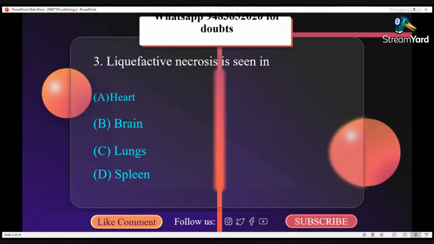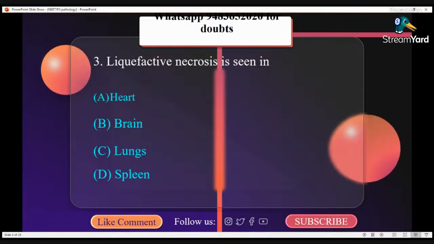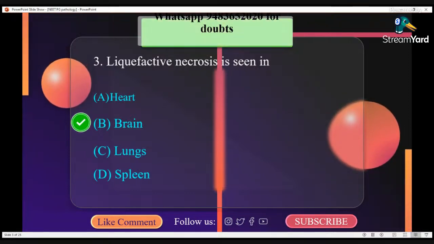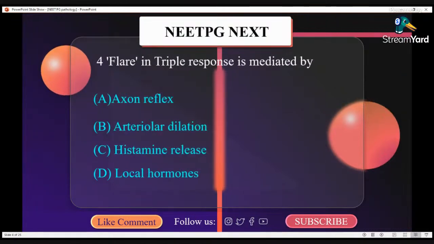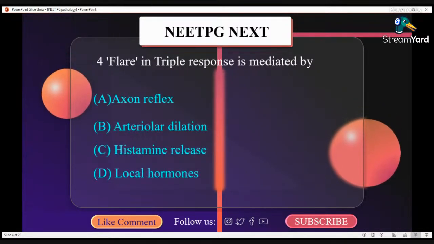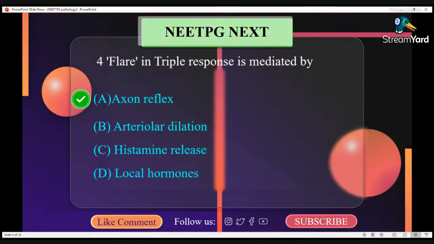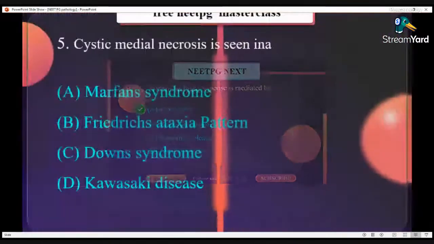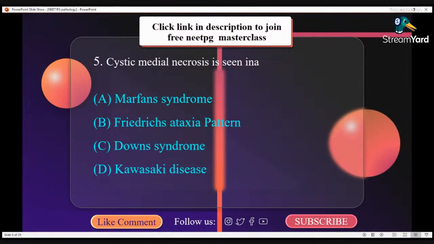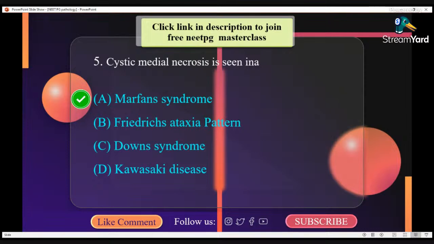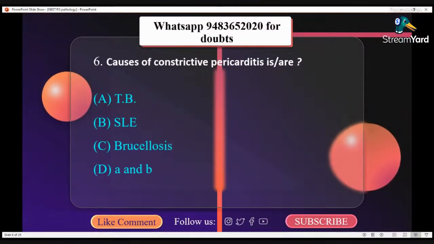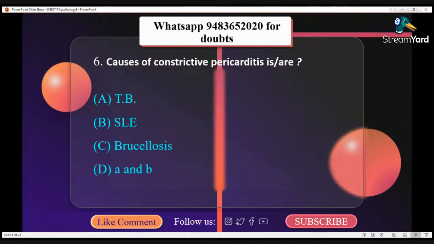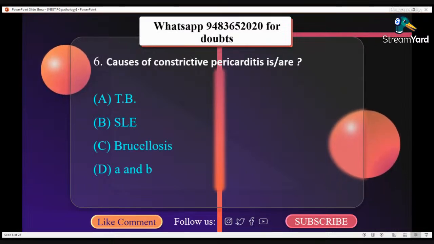Liquefactive necrosis is seen in, we all know, the brain. Flare is seen in axon reflex. Cystic medial necrosis is seen in Marfan syndrome. Causes of constrictive pericarditis are TB, SLE, brucellosis, D, A and B. Correct option is D, A and B.